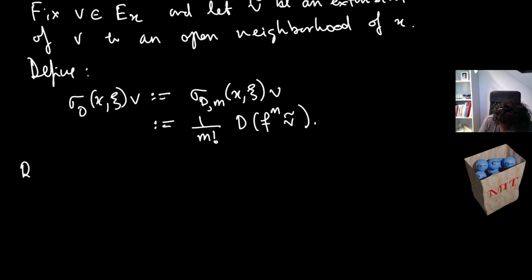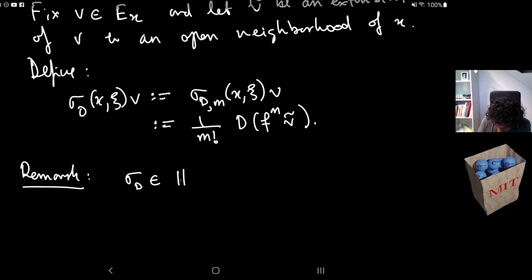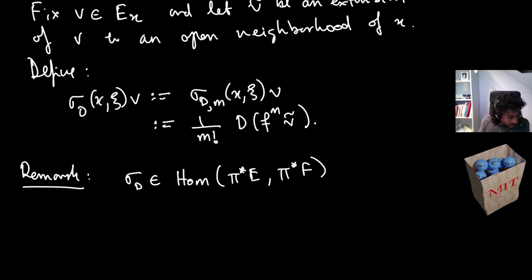So the first remark is that, of course, this is a section of the homomorphism bundle, the pullback bundle of E landing us in F, where this pi, maybe I'll just write it here, is the foot point map of the cotangent bundle. This is just for a global description.